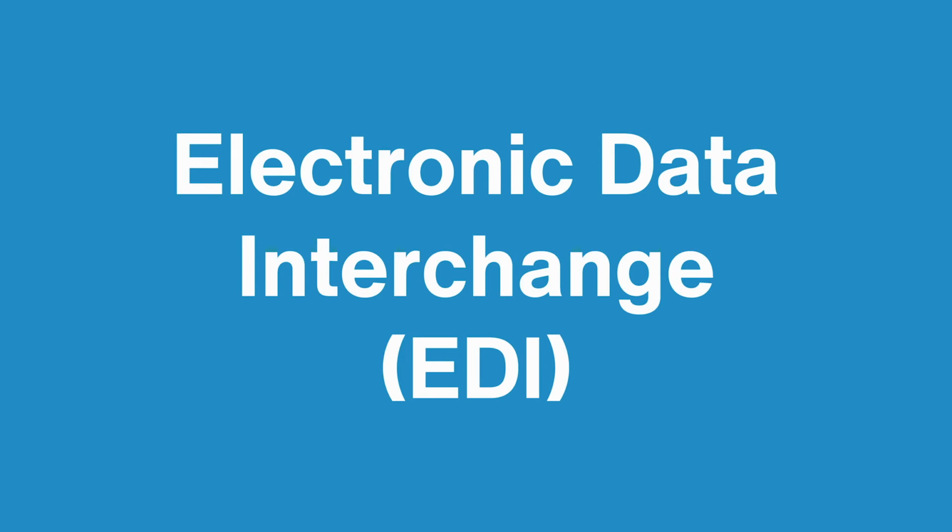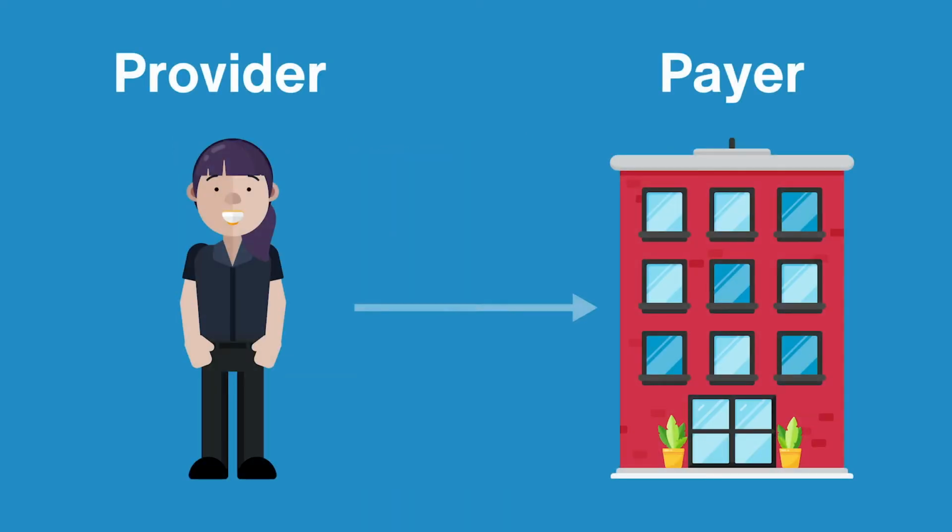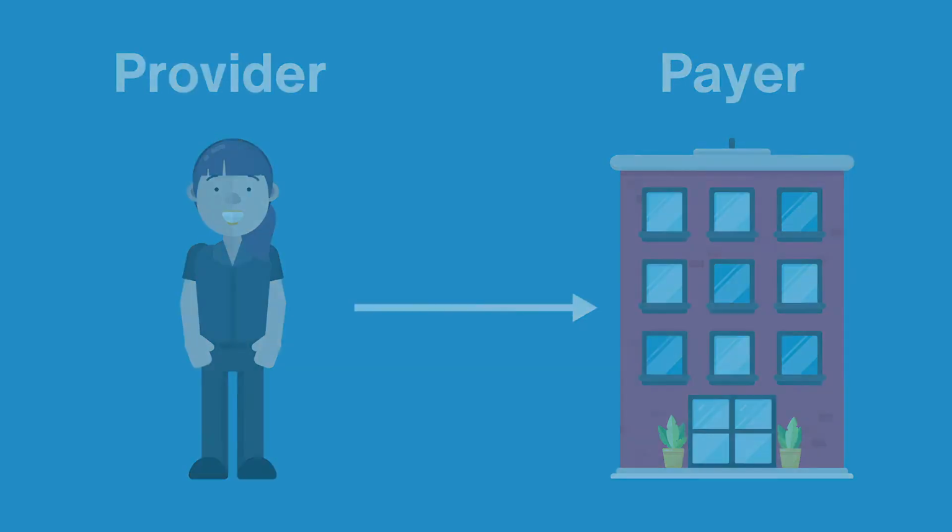Electronic data interchange, or EDI, is how claims are submitted electronically in TherapyNotes. When you are able to send an EDI claim in TherapyNotes, it means that the insurance company has given you permission to submit claims to them using TherapyNotes. Some companies do not require approval beforehand, while others require an enrollment process.